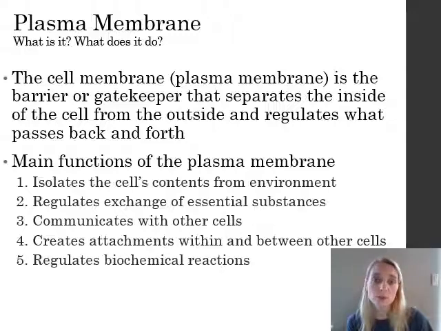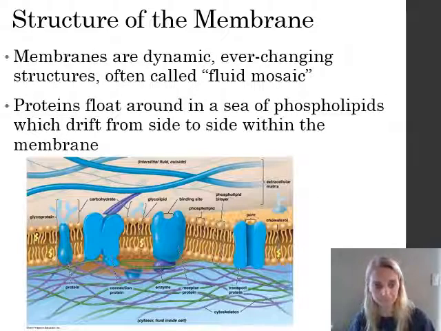It also helps to regulate biochemical reactions. We'll be learning about enzymes later. Enzymes are special types of proteins that do chemical reactions, and sometimes those enzymes are embedded in the plasma membrane. All right, so what is it? It's a physical barrier that separates the inside from the outside of the cell. And what does it do? A lot of stuff, okay? That list of five we just listed there.